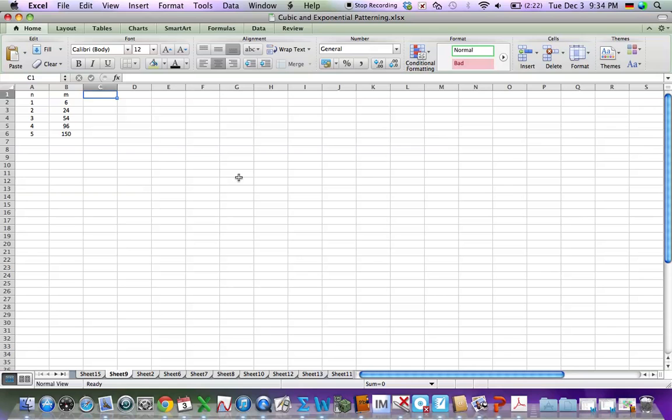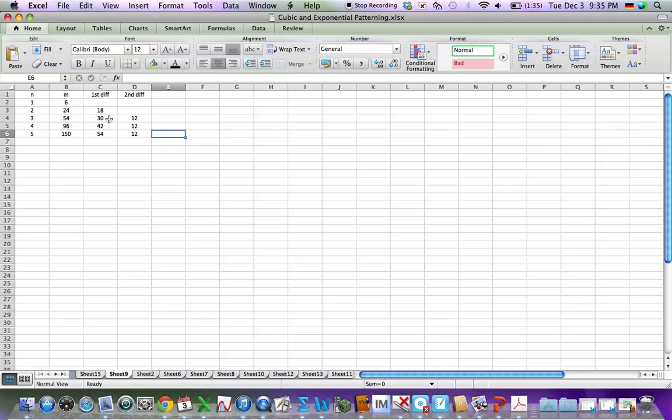So we started by looking at the first differences. So we did this term minus this one and extended all the way down. The differences were not constant, so we realized it wasn't just a linear, so we tried the second differences. So equals this cell minus this one. And we found that the differences were constant this time.